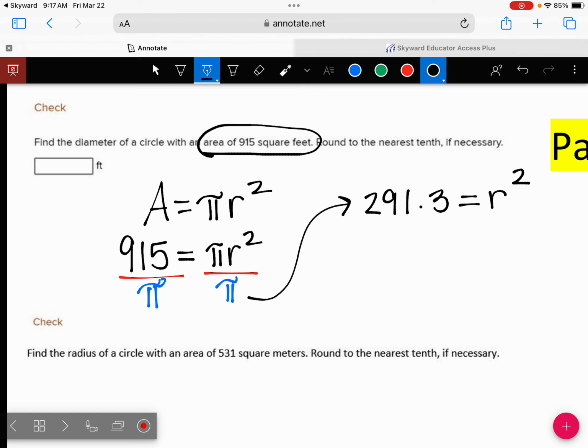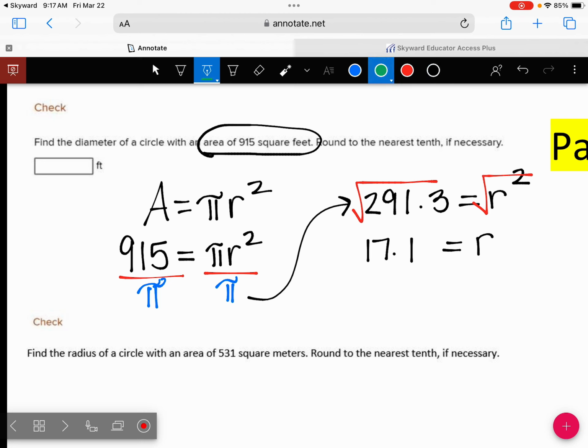And now what do I have to do? Square root it. So pick up your calculator and type in second function x squared 291.3. And you should get that the radius is 17.1. It's 17.06, but I just rounded that to a 1.